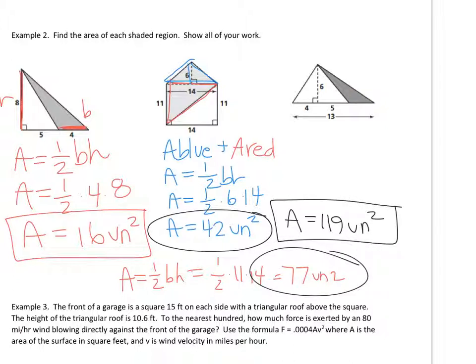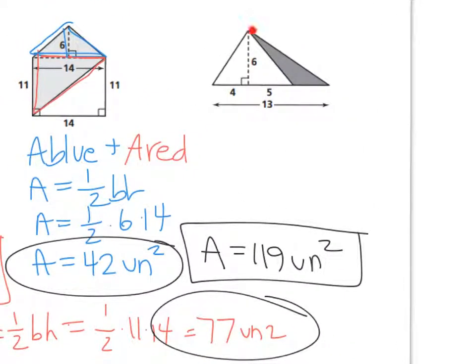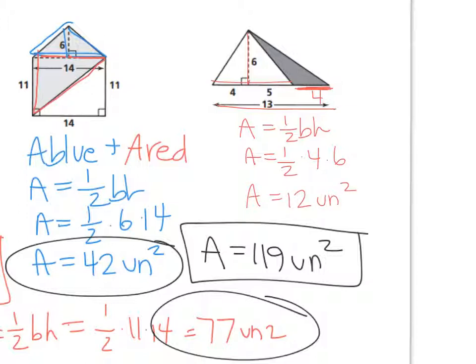Okay, so the third one, this triangle, there's a couple different ways you can do it. You could take the area of this big figure and subtract the area of the white. But we have enough information. For this gray, we know that this distance right here, if all the way across is 13 and this is 9, this has to be 4. And the height is 6. So area equals 1/2 base times height. Area equals 1/2 times 4 times 6. Area equals 12 units squared.